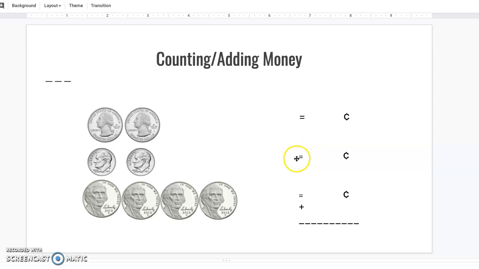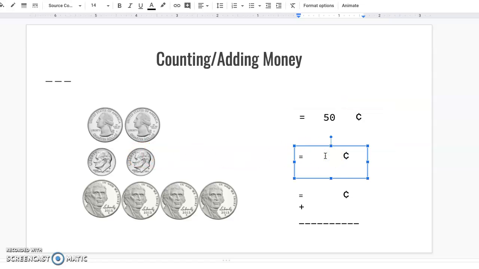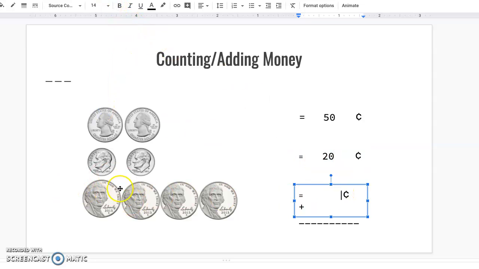All right, counting and adding money. We have quarters here, so quarters are worth 25 cents. We count by 25, we have 25, 50. So we have 50 cents in quarters. And then these are dimes, worth 10. That's 10, 20. Okay, and then our last, these are nickels and they're worth 5. 5, 10, 15, 20.